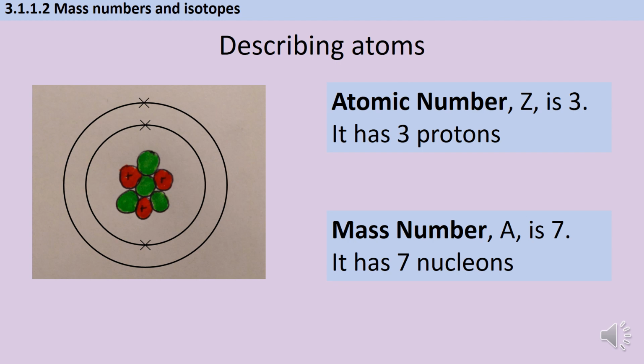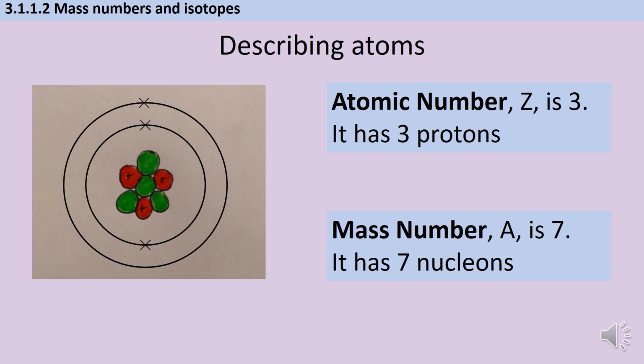So here there are three red protons and therefore the atomic number is 3. We're now going to refer to this using the letter Z, which is for Zahl, the German word for number. The mass number is about the number of nucleons in a particular atom. So here we have 3 protons and 4 neutrons, so 7 nucleons in total, and therefore the mass number is 7. We're going to refer to mass number using the letter A.